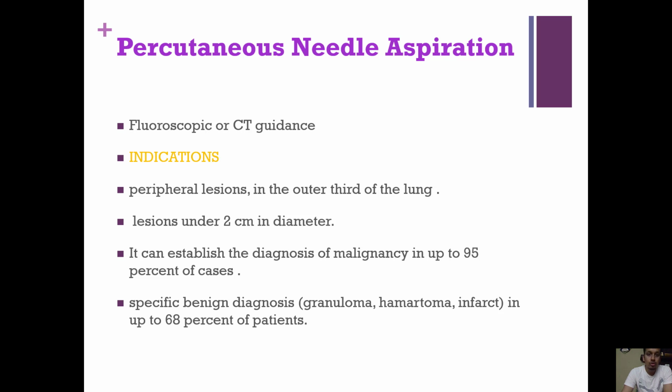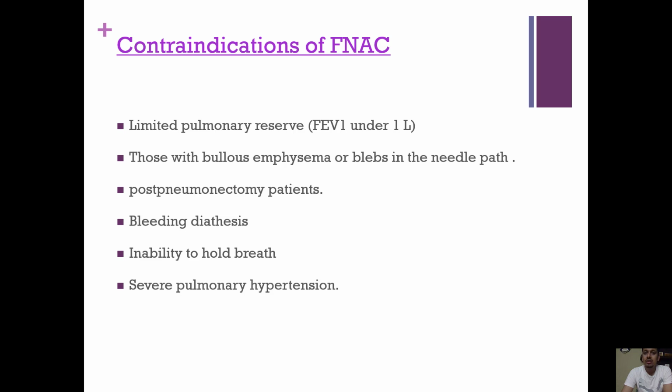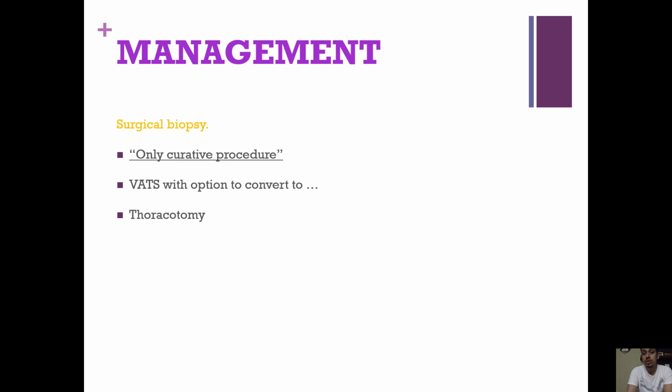That can be done under fluoroscopic or CT guidance. So peripheral lesions, especially lesions which are less than 2 centimeters, may be biopsied using a needle aspiration, which is CT guided. The contraindications are patients who have bleeding diathesis, patients who have large bullae, if the lesion is in the interior of the lung, patients who have severe pulmonary hypertension, and patients who cannot hold their breath.